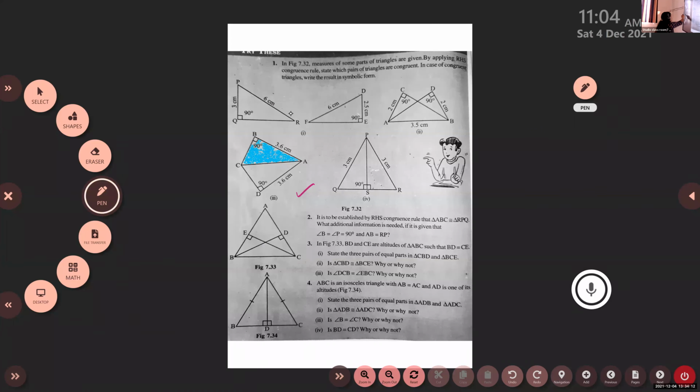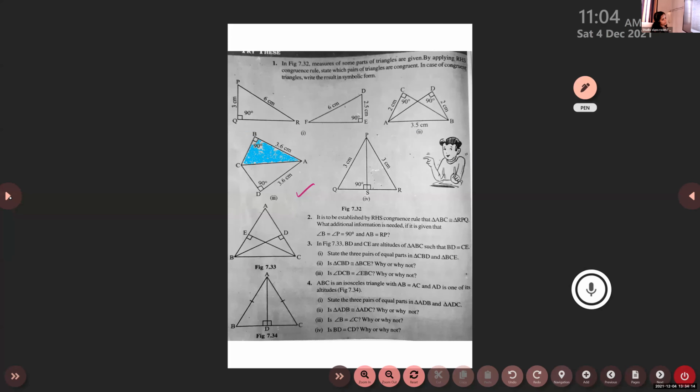Which are the common parts you have to compare? Stansel? Yes, ma'am. Okay, which are the two sides you can compare? This is one triangle. This is one triangle. Ma'am, CBA and CDA. CBA and CDA. Very good.